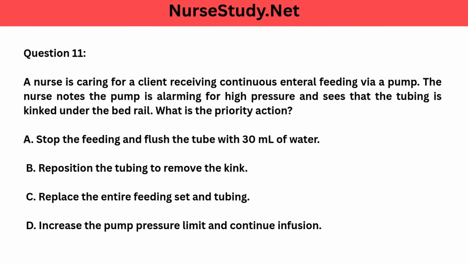Question 11. A nurse is caring for a client receiving continuous enteral feeding via a pump. The nurse notes the pump is alarming for high pressure and sees that the tubing is kinked under the bed rail. What is the priority action? A. Stop the feeding and flush the tube with 30 milliliters of water. B. Reposition the tubing to remove the kink. C. Replace the entire feeding set and tubing. D. Increase the pump pressure limit and continue infusion.